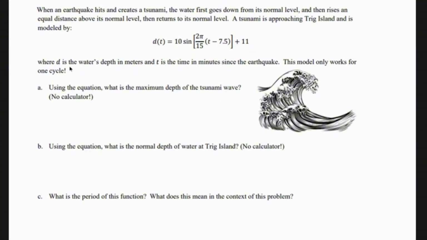So, let's see if we're going to use a calculator at all during this whole thing, because that says no calculator. D is the water's depth, measured T time in minutes after the earthquake. This model only works for one cycle. Okay, interesting. No calculator. All right, I prefer that. I hate calculators. Using the equation, what is the maximum depth of the tsunami wave?